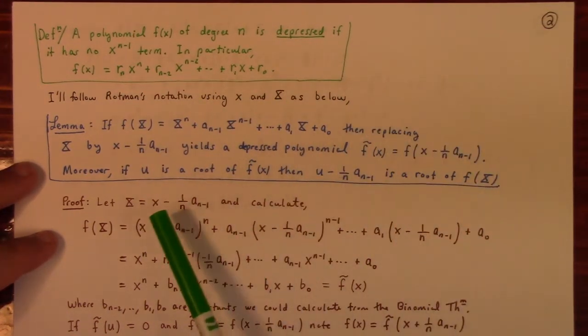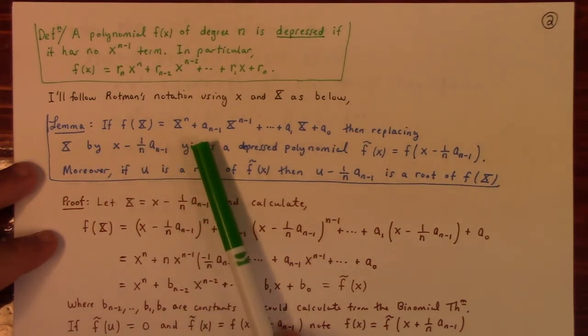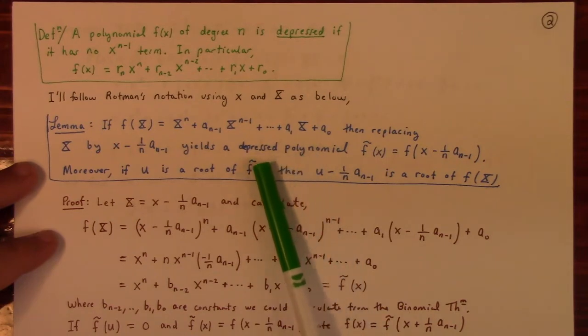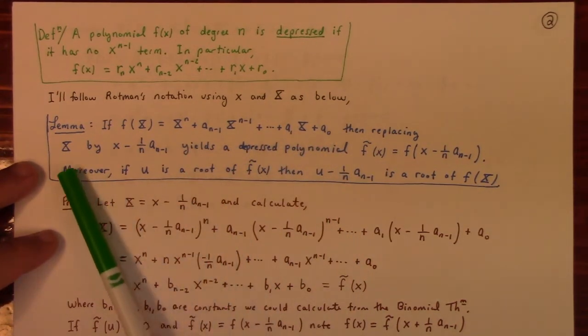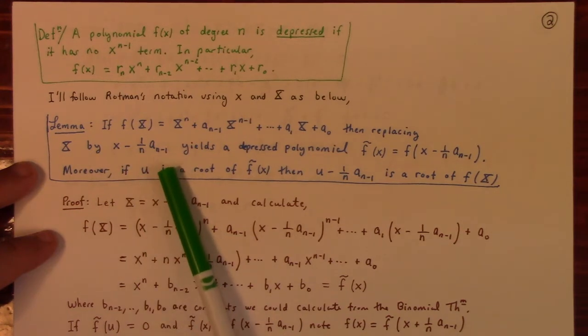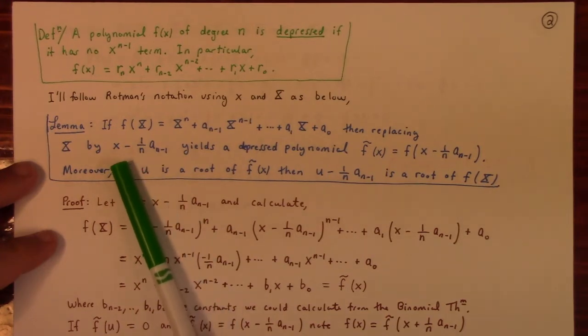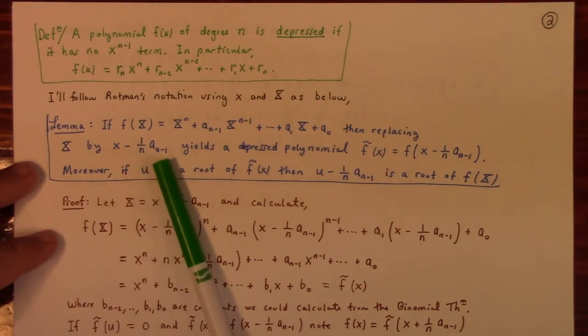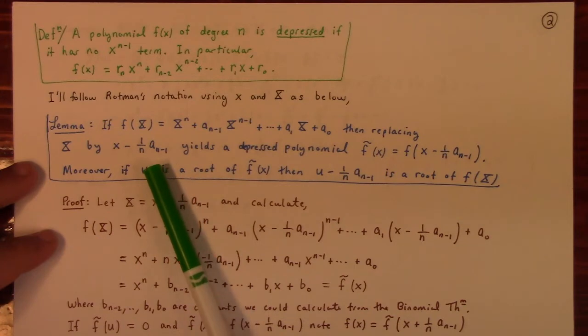And it turns out that if we have a monic polynomial, that means leading coefficient is 1, then we can turn it into a depressed polynomial by making the substitution of big X equal to little x minus 1 over n, a sub n minus 1. So like in the quadratic case, that's the completing the square trick, x minus 1/2 b. Make that substitution. Well, we'll see that down here at the bottom of the page. But anyway, here's the lemma.